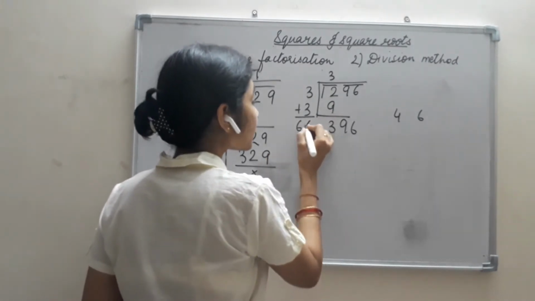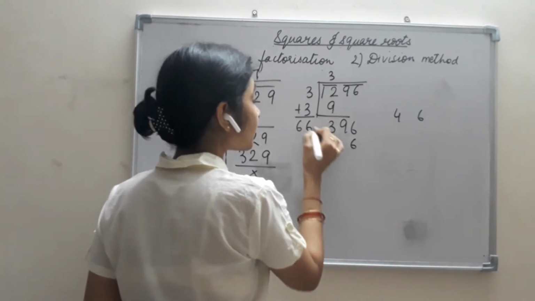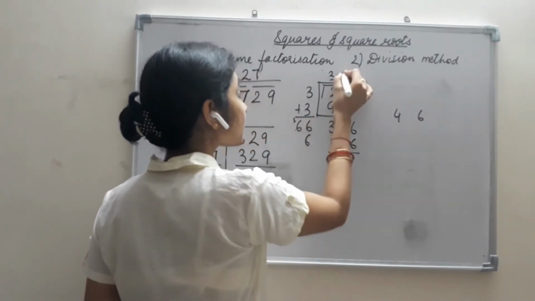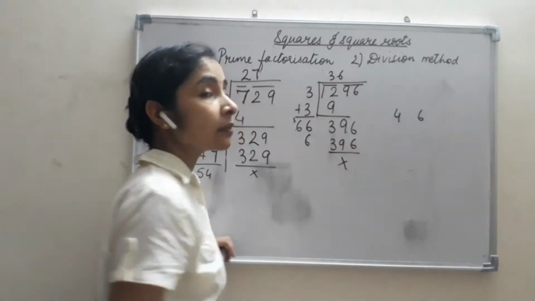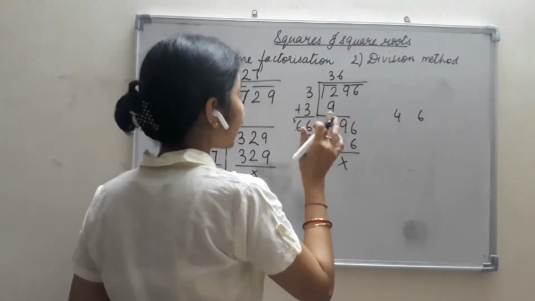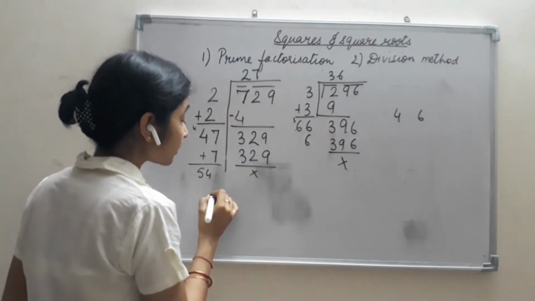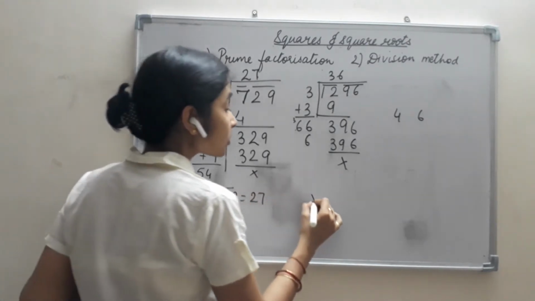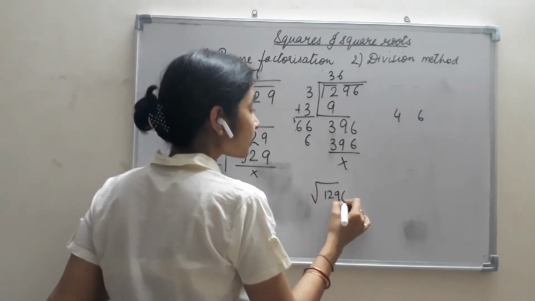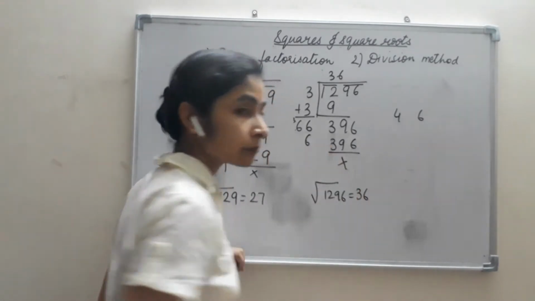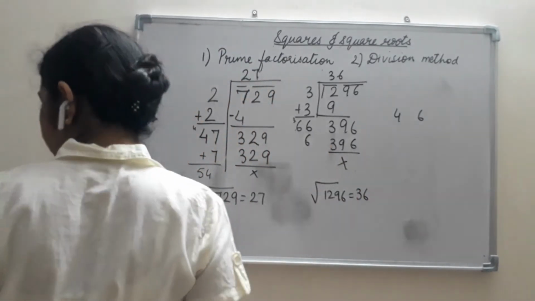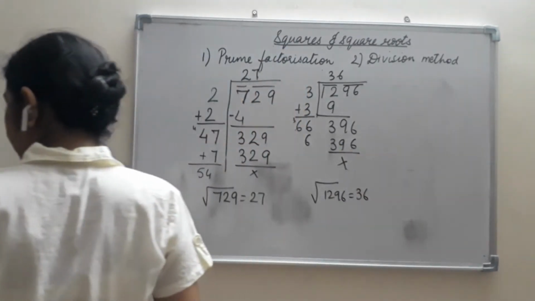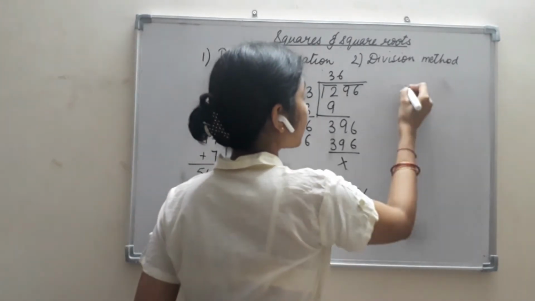Okay, so 6 6s are 36 and 6 6s are 36 and plus 3 gives me 39 and this is done. So 6 6s are, we have done 396 here. So what do we get as the answer here? The square root of 729 is equal to 27. The square root of 1296 is equal to 36. Okay. Now let us take one more example. Though I hope that you have understood it very well, let us take a number 529.